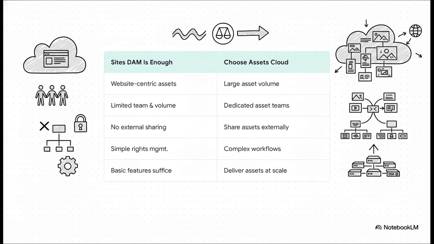But now look over to the right. If you're a global company juggling tens of thousands of assets with complex legal or branding workflows, and you need to share stuff securely with partners, well, then you absolutely need the dedicated Assets Cloud. It's the enterprise-grade solution for enterprise-grade problems, especially if you need to deliver assets at scale with a CDN, a content delivery network, which gets your images and videos to customers anywhere in the world in an instant.